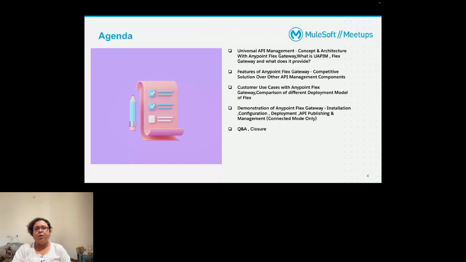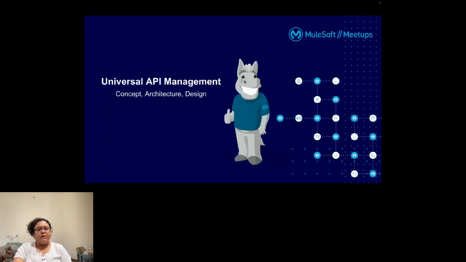We will be touching base on the concept and architecture of Flex Gateway, why it is one of the product offerings in Anypoint. We have the features of Flex Gateway, its competitive solution, why it has been a competitive solution over other management solutions. Then a few customer use cases with Flex Gateway and comparisons of its different deployment models. Then it will be followed by a demonstration of the Anypoint Flex Gateway, how it can be installed, configured, and used as a management solution. And finally, Q&A.